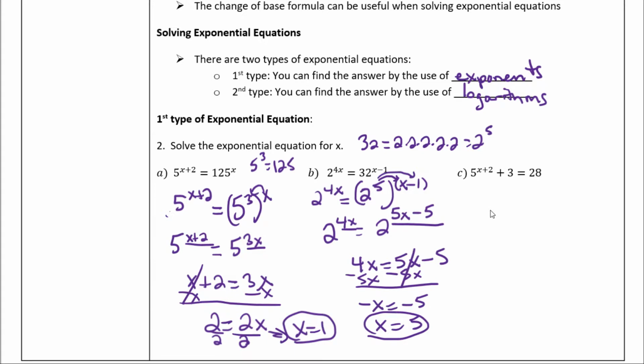All right, let's look at another one. So in this example, we have to isolate the exponential part of it. So we need to get rid of that plus 3, all right? So I'm going to get rid of the plus 3 by subtracting 3 on both sides.